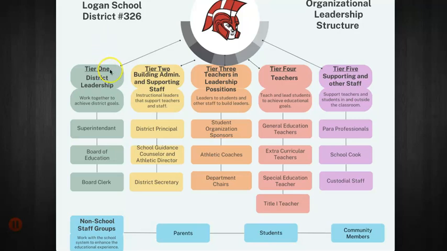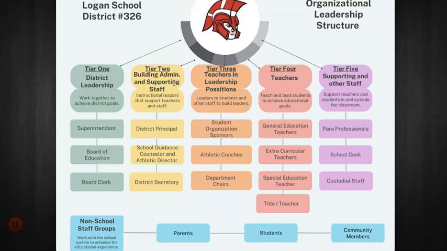Tier 1, I said, is the district leadership. They work together to achieve district goals. I kind of like to say that they're the top of the umbrella and help everyone underneath of them. The superintendent, board of education, and the board clerk are all included in here. Our superintendent does work for 2 different school districts, and so we don't have him there all the time, but when he is there, it's awesome to see him helping everyone and all the staff.